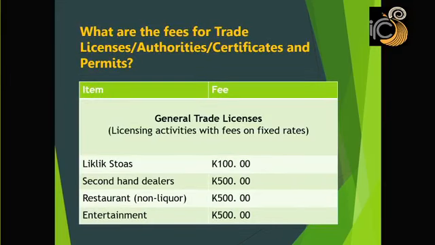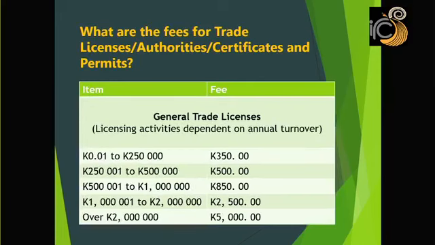For trade, it's divided into two. We have licensing activities on fixed rates. So your liquor stores or Taka shops is 100 kina. And then you have, for example, a restaurant not selling liquor, 500 kina. So again, all these fees are set. They don't change from year to year.